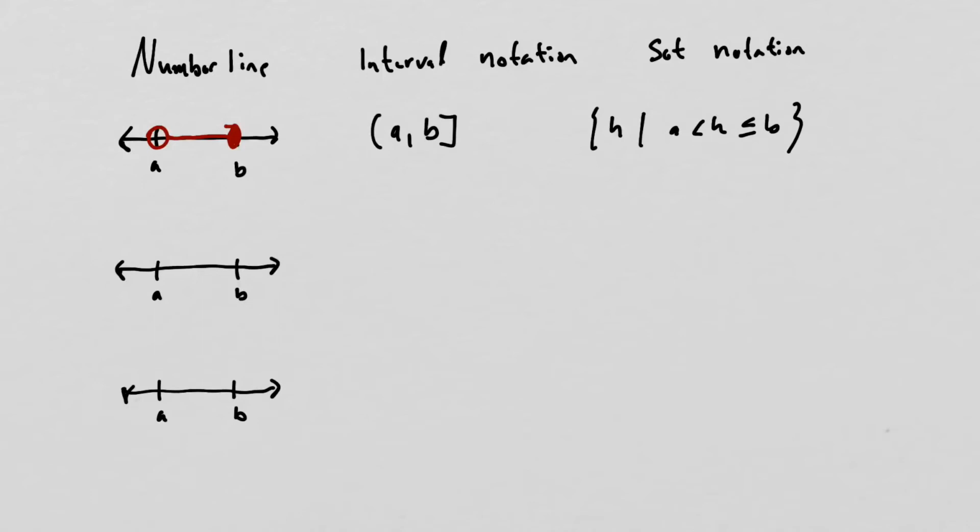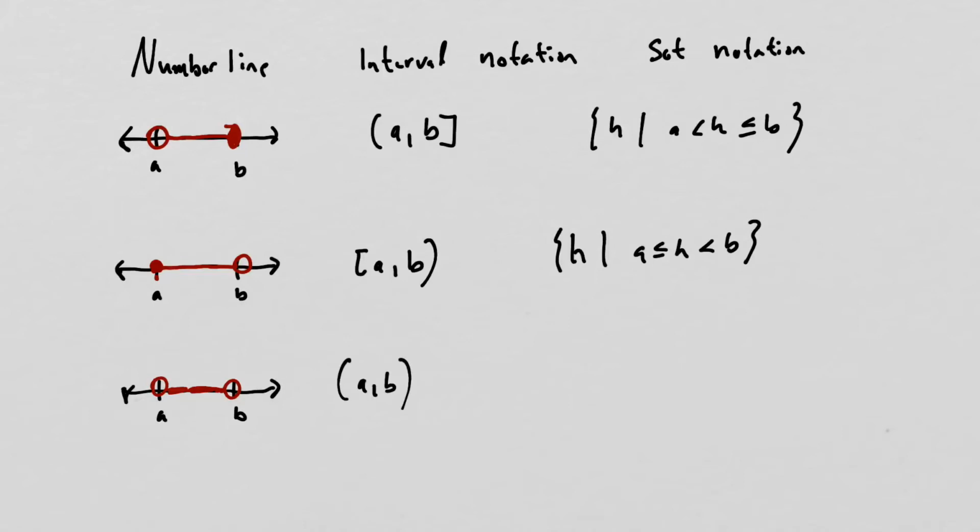In the second set, we want all h values between a and b, including a, but not including b. Writing this as an interval, we have close bracket a, b, open parenthesis. As a set, this is going to be all elements h, such that h is greater than or equal to a, but strictly less than b. In our last case, we want all elements between a and b, but not including a or b. In this case, we have open parentheses a, b, and as a set, all values h such that h is greater than a, but less than b.